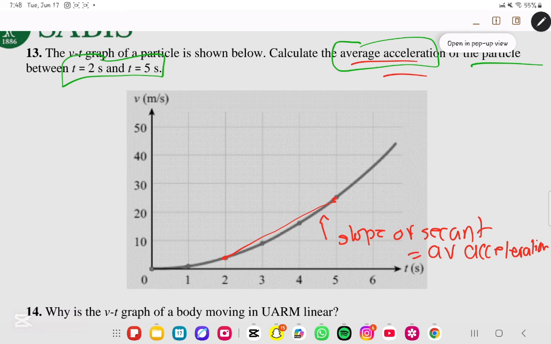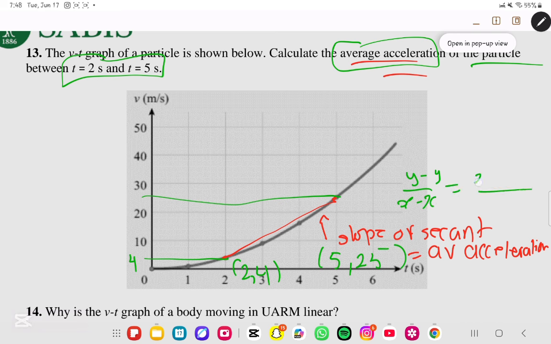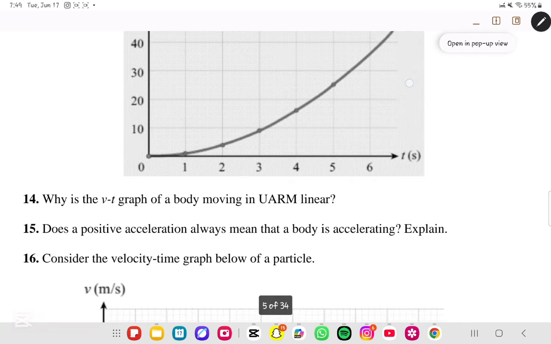So now you just need to find the points. This point is approximately (2, 4), and this point is approximately (5, 25). Now that you have the 2 points, you will find the slope: y minus y over x minus x. So 25 minus 4 over 5 minus 2. This will give us 21 over 3, which is 7 meters per second squared. So the acceleration is 7 meters per second squared.